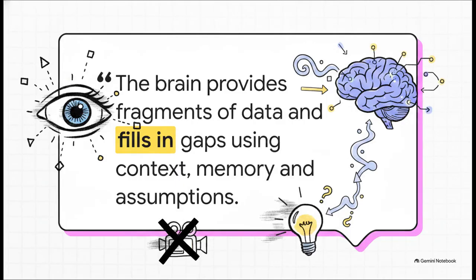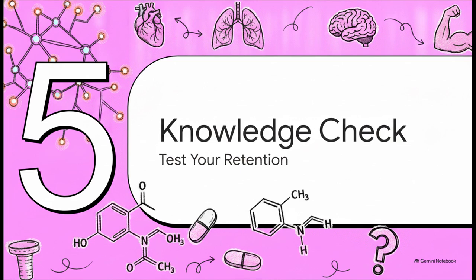Now, what's really fascinating about this is how it completely reframes human vision. We tend to think our eyes operate like these high-definition video cameras, sending a flawless live feed straight to our brain. But in reality, our visual system prioritizes efficiency over perfection. The eyes just send fragments of data, light, edges, movement, and the brain processes this incredibly incomplete, upside-down input and literally fills in the gaps. It uses context, memory, and a whole lot of assumptions. So, what you are seeing right now is actually a mental reconstruction, not some objective, pixel-perfect reflection of reality. Wild, right? Okay, Section 5, Formative Knowledge Check.